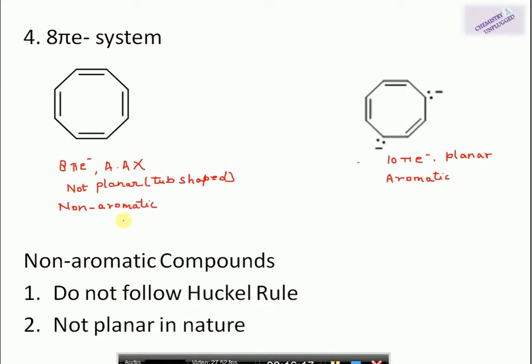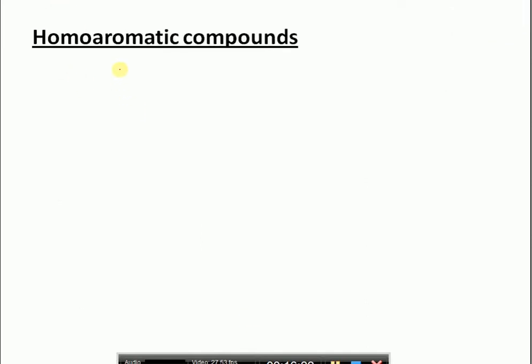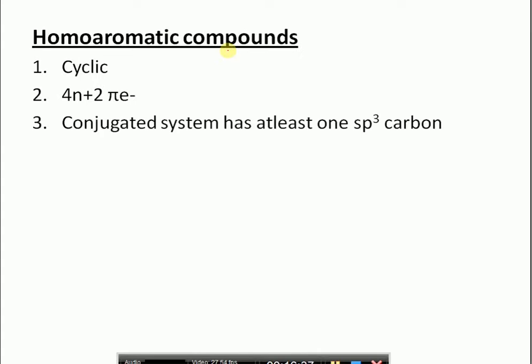Then what are homoaromatic compounds? Homoaromatic compounds are cyclic in nature. They have 4n plus 2 pi electrons, but their conjugated system has at least one sp3 hybridized carbon, meaning their conjugation may be disrupted by the sp3 hybridized carbon. Suppose we have cyclooctatetraene and we are adding acid to it. So this H plus will add to one of the double bonds and we have a positive charge on this carbon atom. So now it has a structure like this.